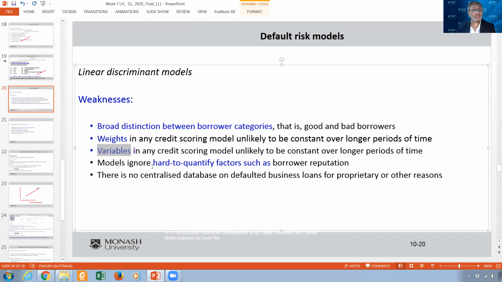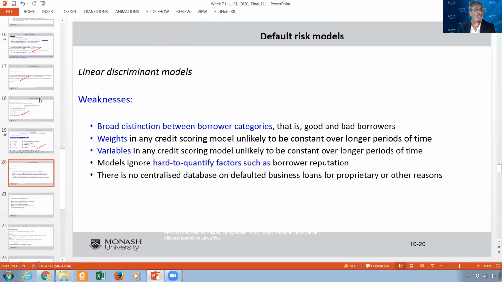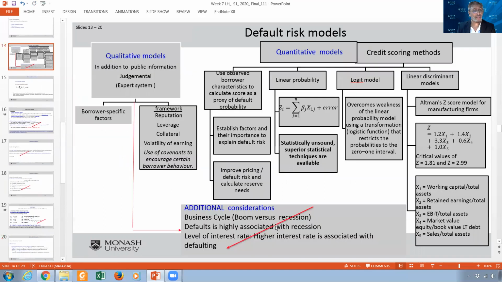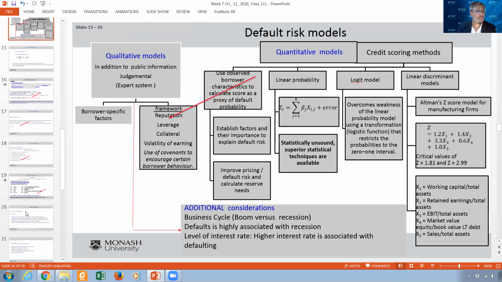The model ignores hard-to-quantify factors such as borrowers' reputations. When you take it, all these areas are ignored. Maybe the leverage is coming in somewhere, but the collateral, the reputation, all of those issues, specifically reputation, are actually ignored.